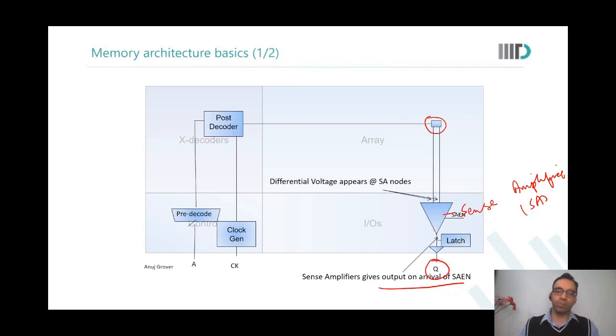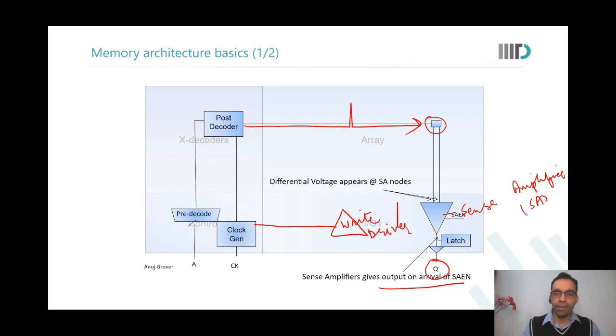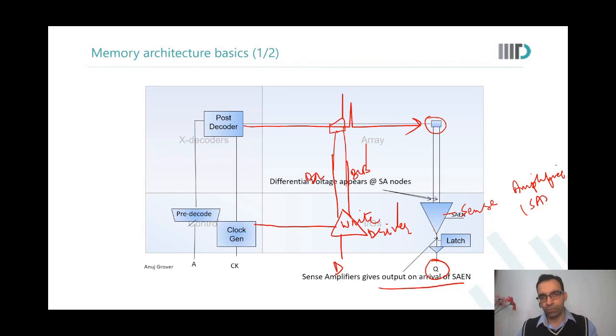When you talk about a write operation, you will still have word line selection the way we talked about, but you will also have another clock going from here, and you will have what you call a write driver. So data will come from outside, and the write driver will discharge one of the bit lines, either bit line or bit line bar, and that would be written into the memory cell there. Okay.